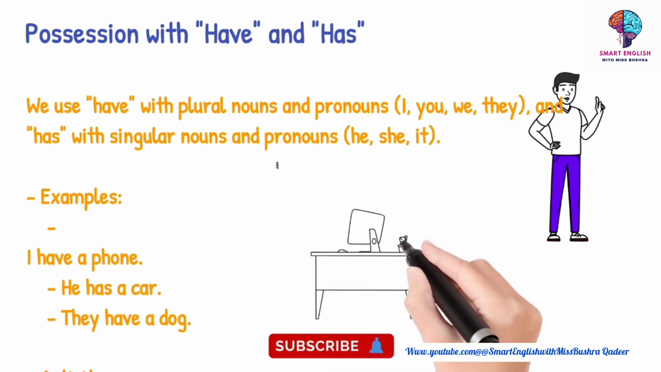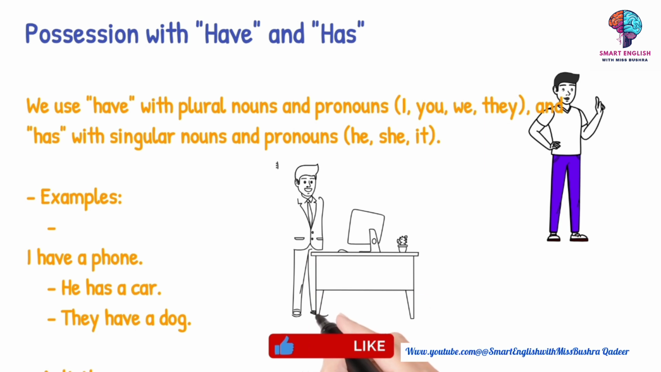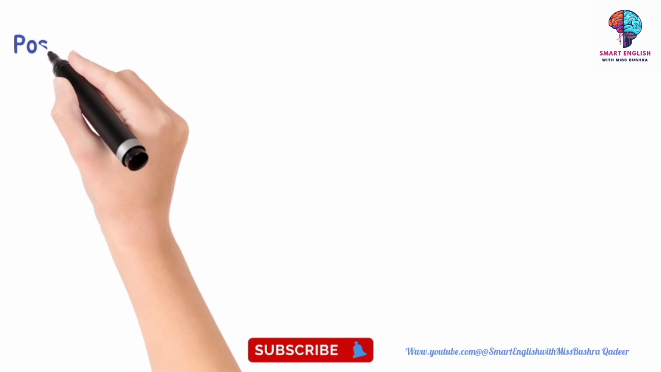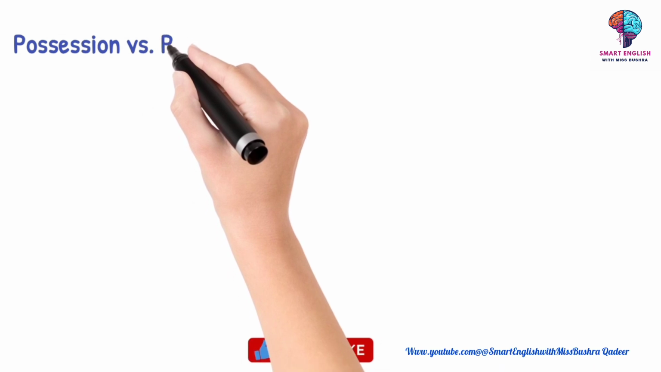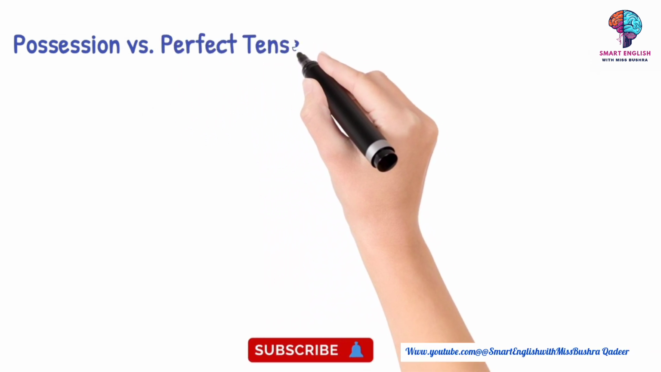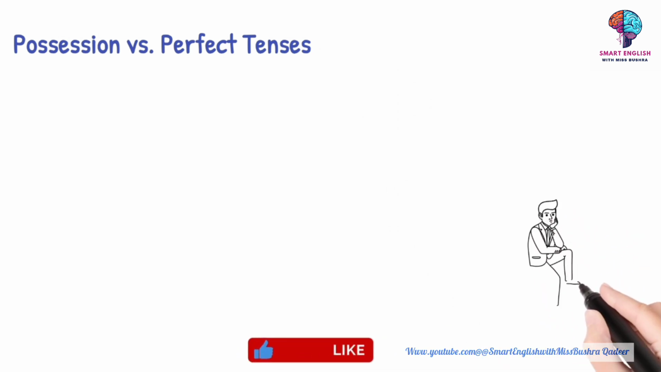So, students, the point is that for showing ownership and all the possession that you have, we use have and has. That is the ownership that you have right now. For the ownership that you had in your past, we use had, and for the ownership that you will be having, we use will have.